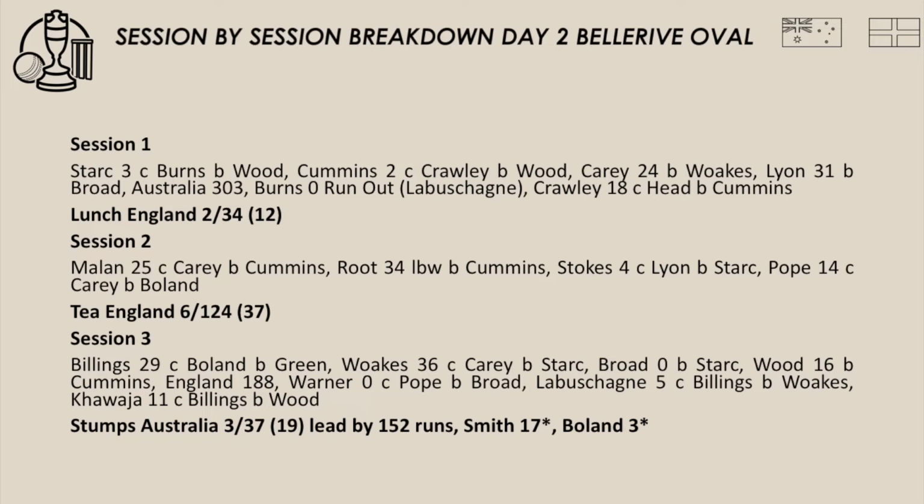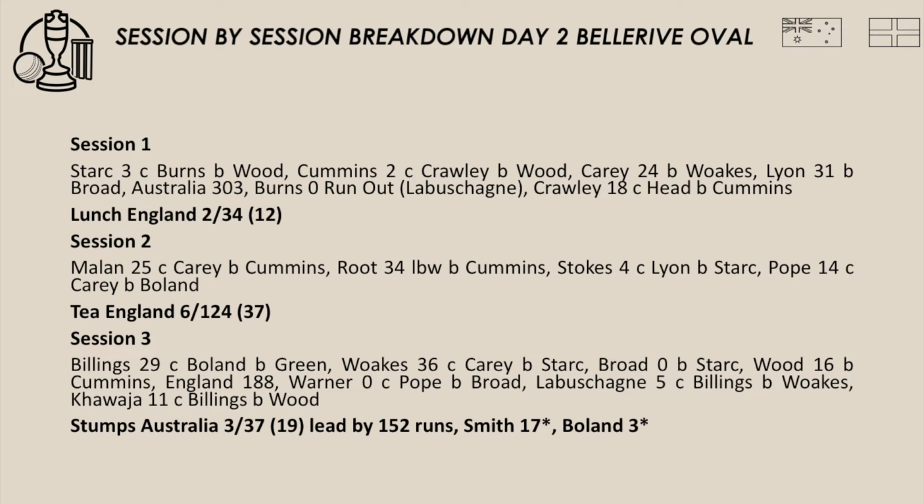Some good late order runs and contributions from Nathan Lyon, 31 he got off 27 balls. He hit a boundary and 3 sixes, striking at 114. So good to see Nathan Lyon get into the runs. Playing some good shots, good pull and hook shots for 6, especially off Mark Wood, was impressive from Nathan Lyon. Also, he had good partnerships with Carey of 28 for the 9th wicket and Boland, 23 for the 10th wicket. And those partnerships were very crucial in terms of Australia getting to that 303 score.